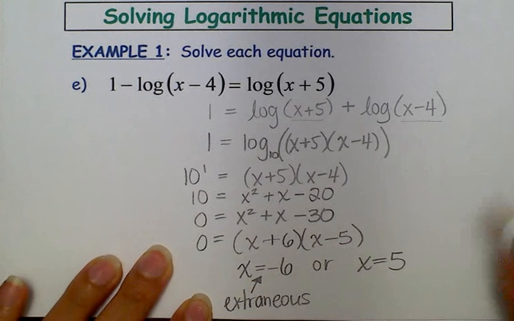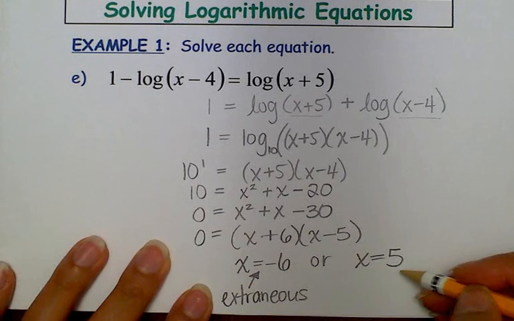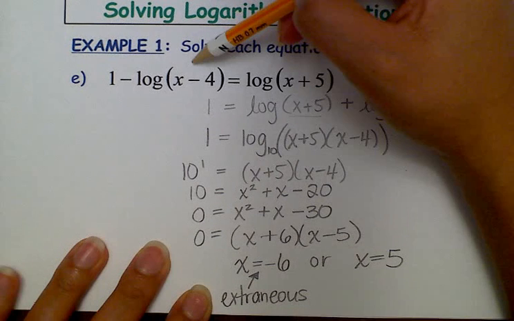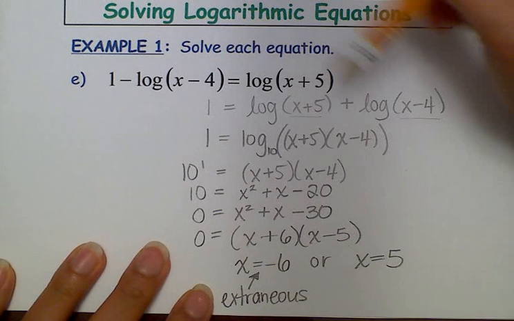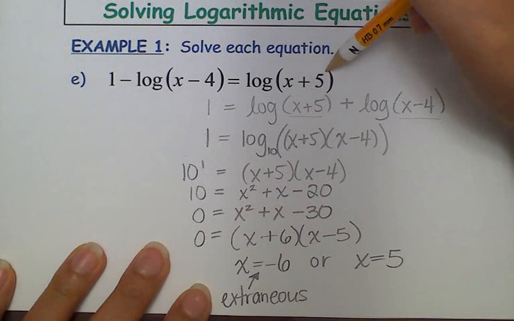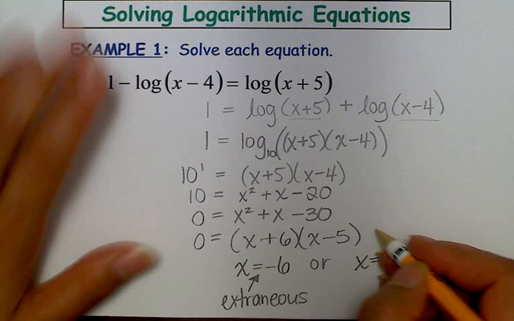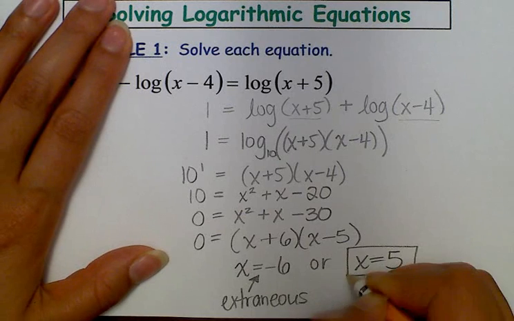And so x equals 5. Let's check to make sure this one works. If I plug in 5 here, 5 minus 4 is 1, so that works. 5 plus 5 is 10, so that works as well. So this is the only solution that we have that is valid, x equal to positive 5.